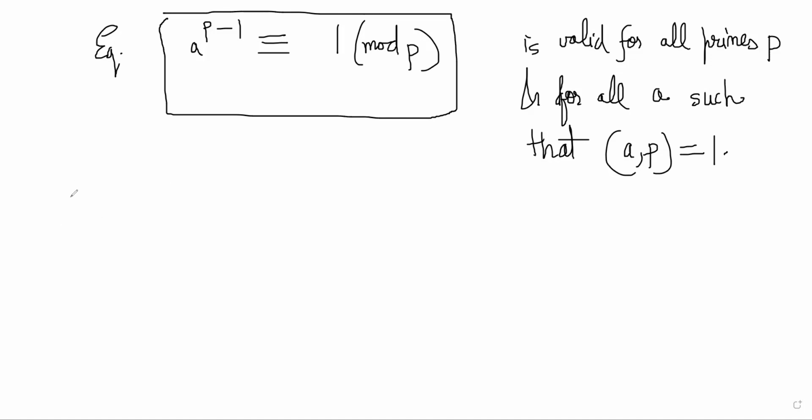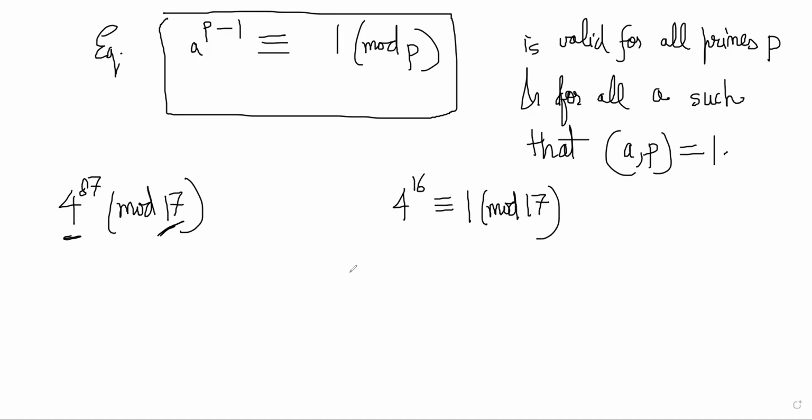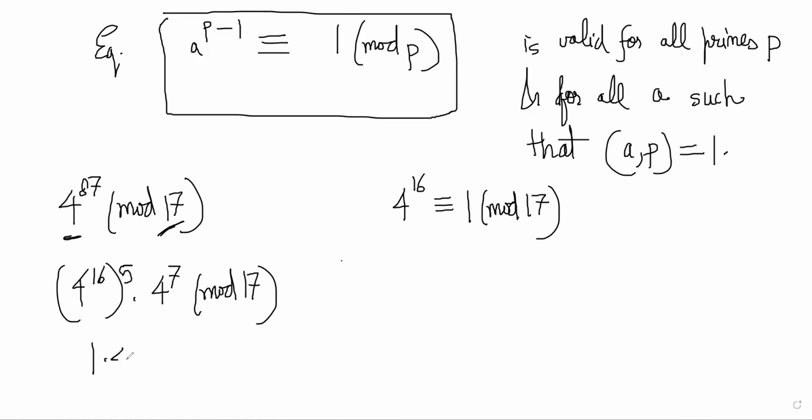Now, how do we use it? We can use it in these ways. Let's calculate some things: 4 power 87 mod 17, right? First of all, you should realize that 4 and 17 are co-prime to each other. 17 is a prime. So we know immediately 4 power 16, by Fermat's theorem, should be 1 mod 17, right? If 4 power 16 is 1 mod 17, this becomes, 16 fives are 80, 4 power 16 to the power 5 times 4 power 7 mod 17. So technically, this is 1 into 4 power 7 mod 17. So we have to calculate now 4 power 7 mod 17.